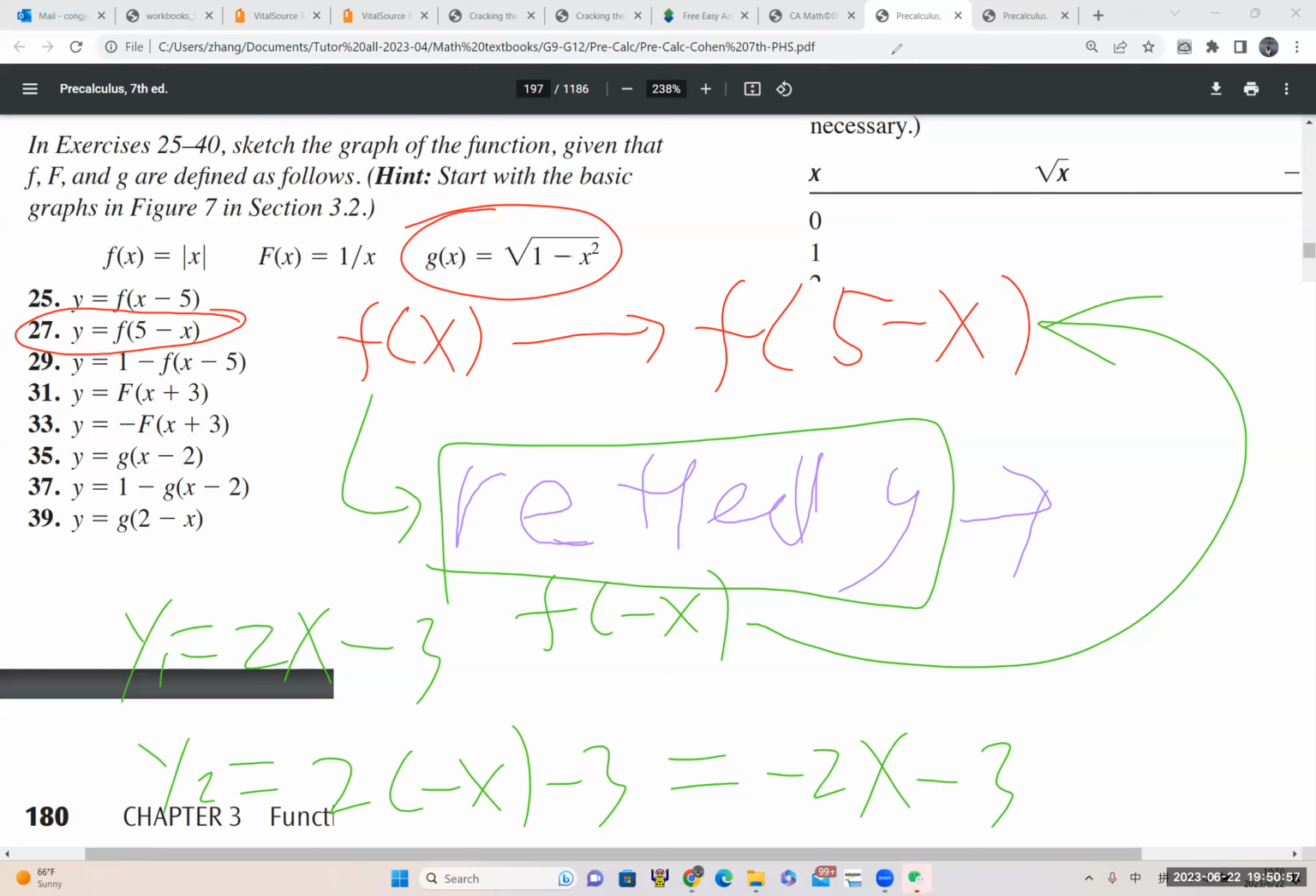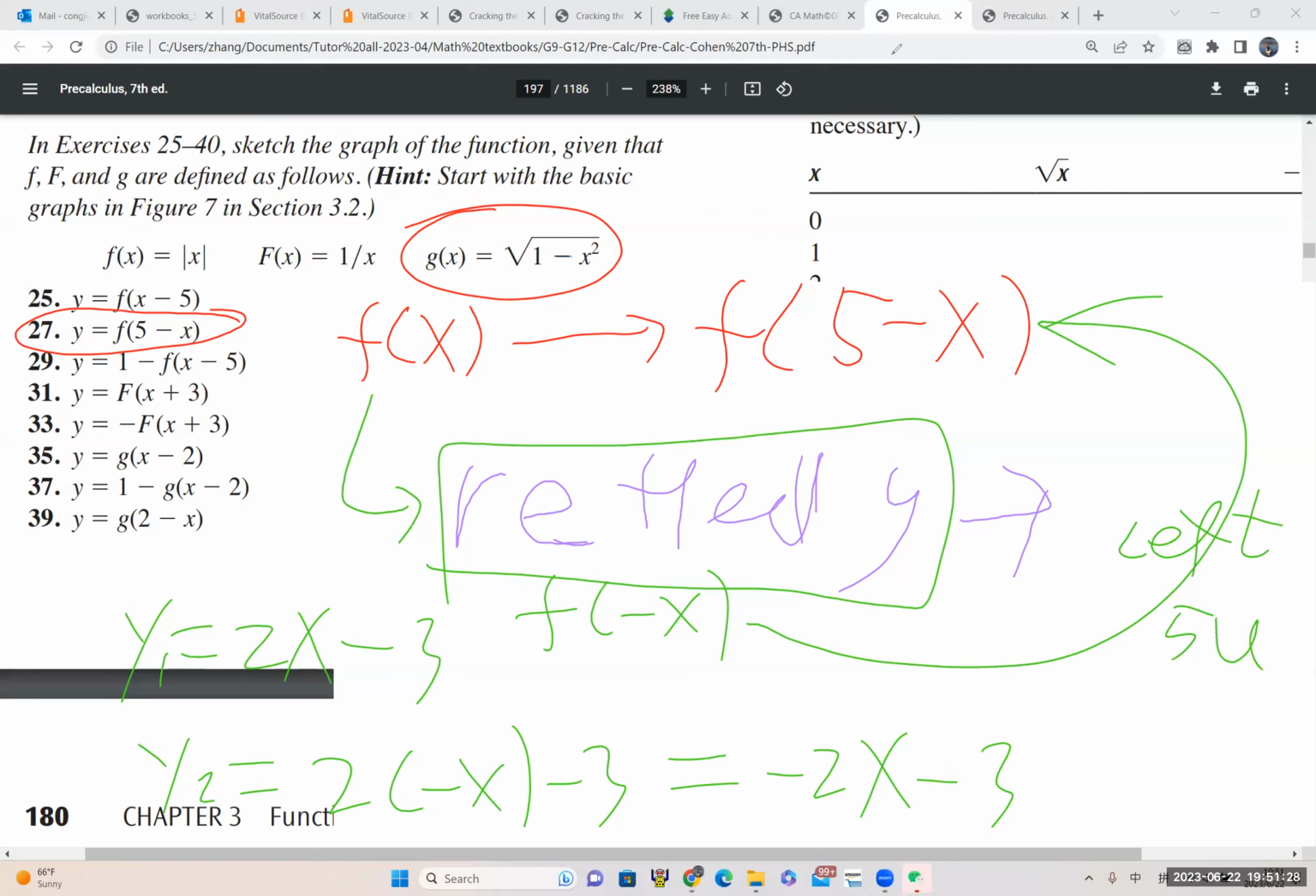Now from f of negative x to f of 5 minus x, what's this transformation? This is called moving horizontally to the left. To the left. How many units? 5 units. So let me write here. You mean go left or go right? How many units? 5 units.